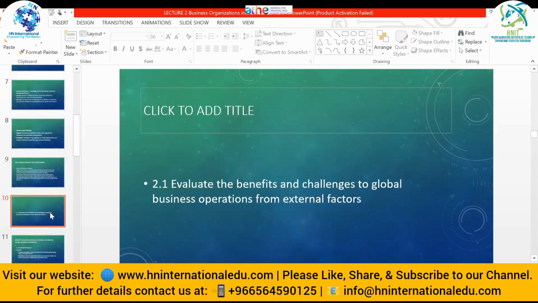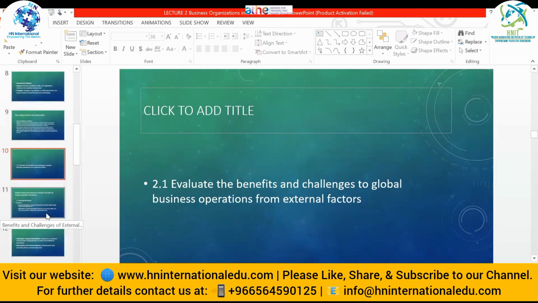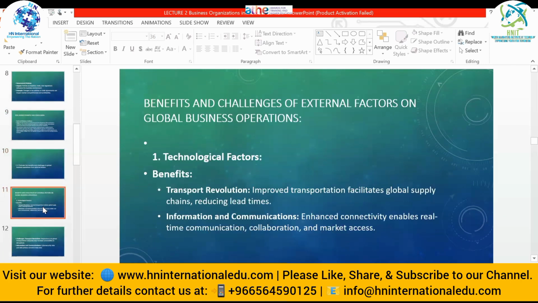Then coming towards learning outcome 2, assessment criteria 2.1, it says evaluate the benefits and challenges to the global business operations from the external factors. So we will be discussing the benefits and challenges side by side, keeping in mind that you have to focus on the command verb that is evaluate, because it is very necessary, and the indicative context. And evaluate is all about strengths, weaknesses, similarities, and differences.